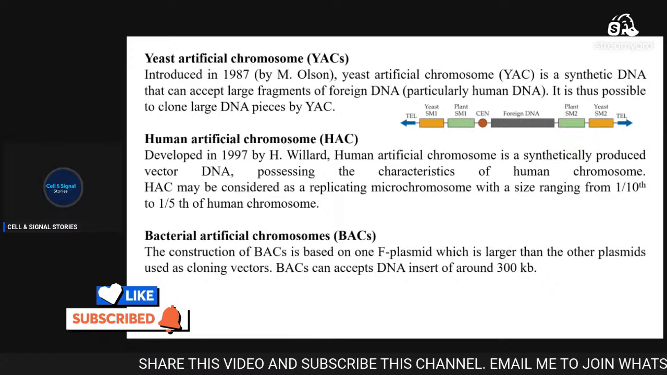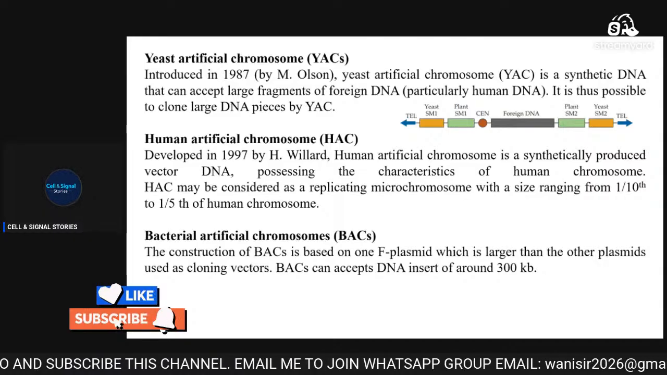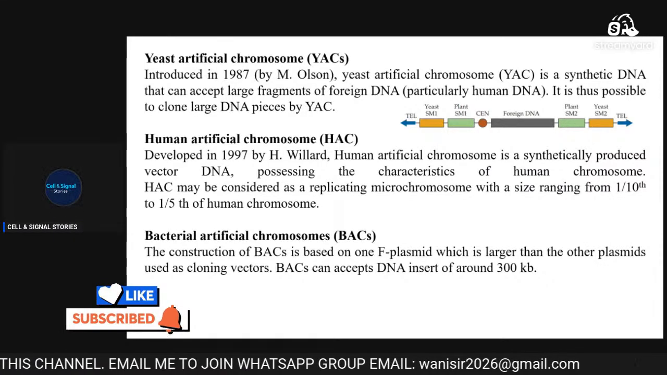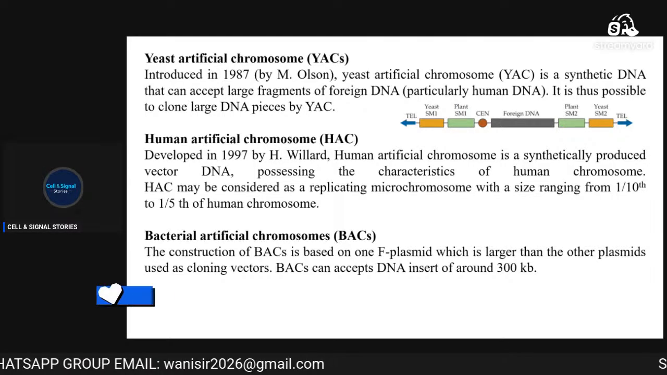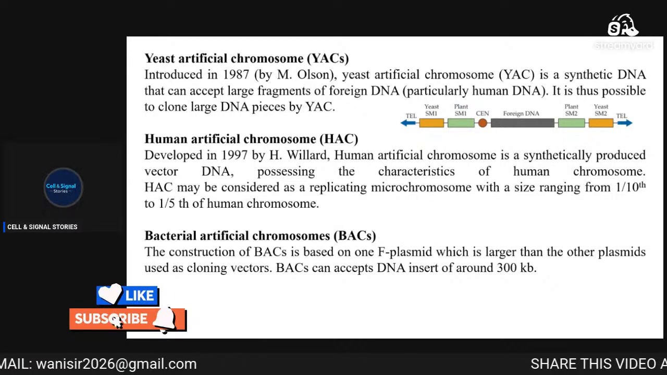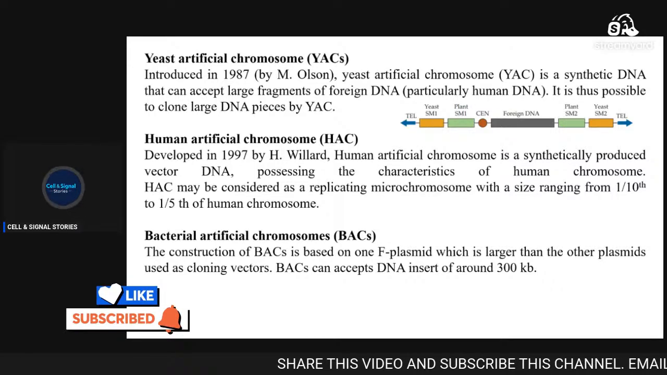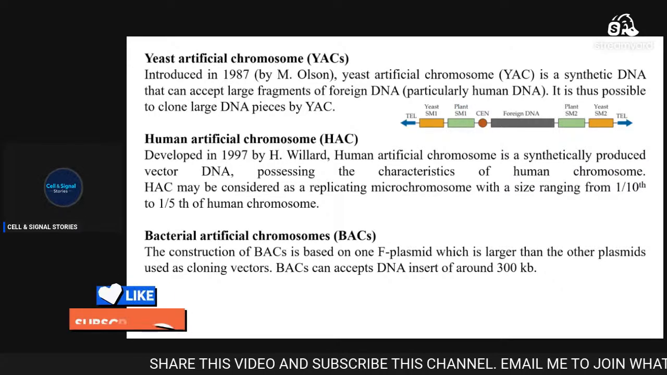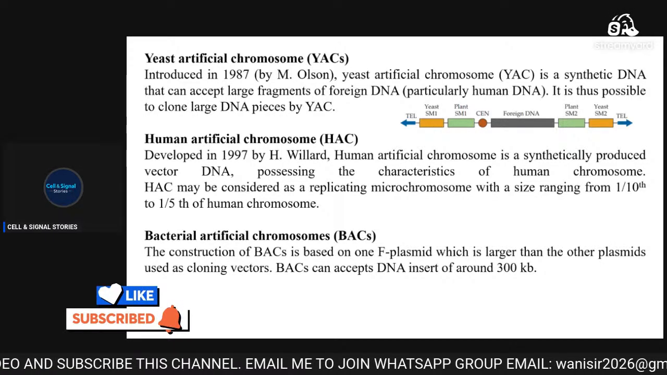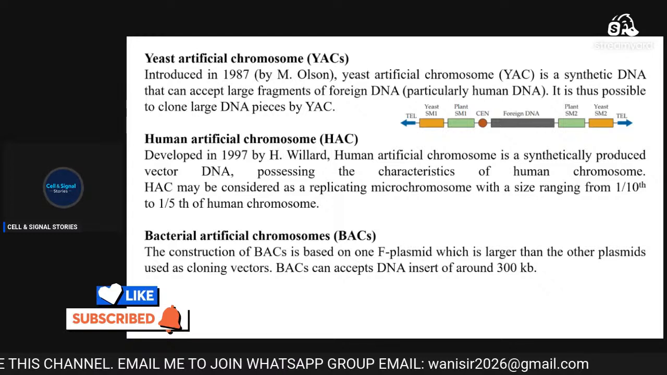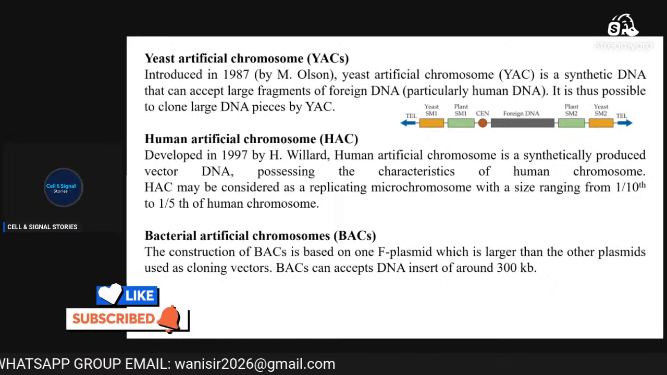Bacterial artificial chromosome also carries a fragment of 300 kbs, and this is based on the F plasmid, which is larger than the other plasmids used as cloning vectors, and it can accept a DNA insert of 300 kbs. Now these are the five types of plasmids which we have understood in this class, and it's very important to understand the purpose of each of these.